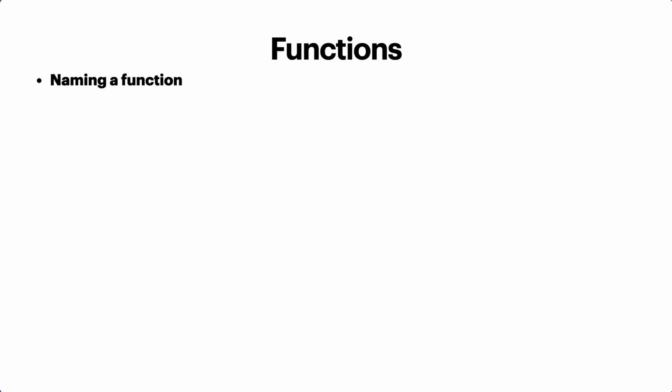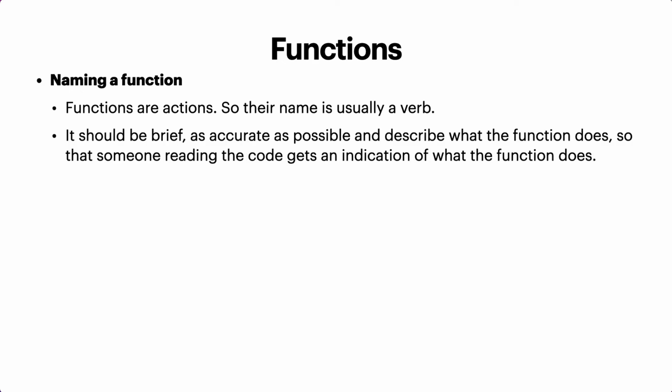Naming a function. How do we name a function? Actually, functions are actions, so their name is usually a verb. Functions actually perform certain actions, so their name should be a verb. It should be as brief and as accurate as possible, and describe what the function actually does, so that someone reading the code gets an indication of what the function actually does.